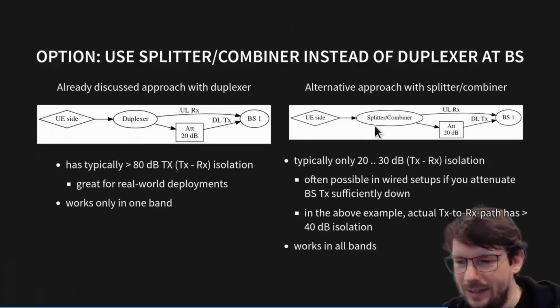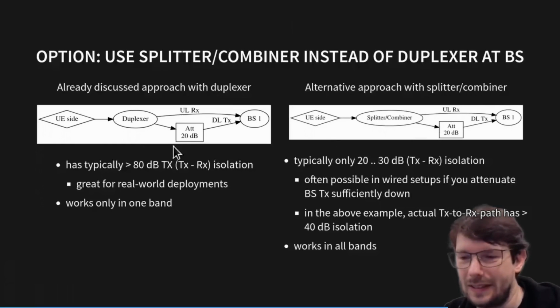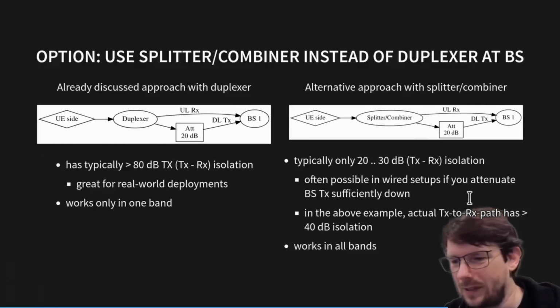So yes, you have less isolation, but if you put this additional attenuation here, or maybe even in the receive path, depending on your overall link budget, you can basically get as good an isolation from the base station point of view by these additional attenuation elements, and you can use a splitter combiner, which has a wider frequency range than your approach with a cavity duplexer here.